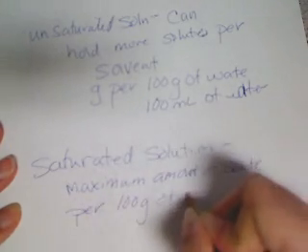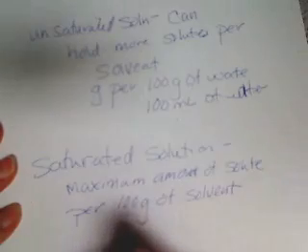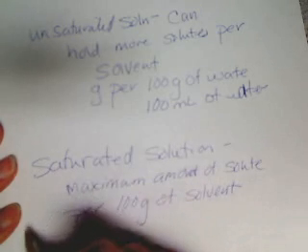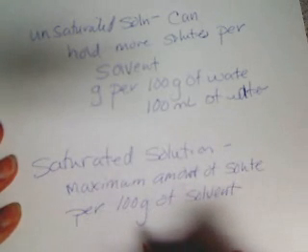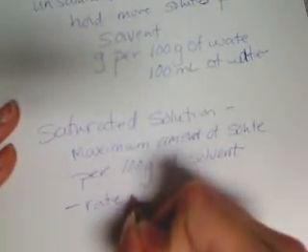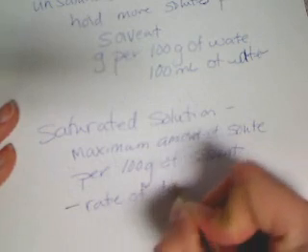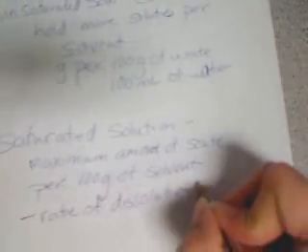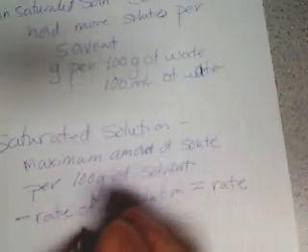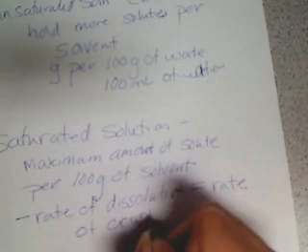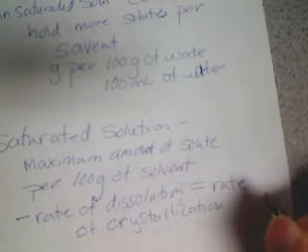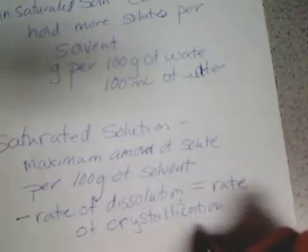Per 100 grams of solvent. Okay, well, or per whatever the units of solvent or however much solvent you're going to use, okay? So it's the maximum amount that you can actually have in the solution, okay? And this also means that the rate of dissolution equals the rate of crystallization. So when something turns to a crystal, something else dissolves. So it constantly is going back and forth, okay?